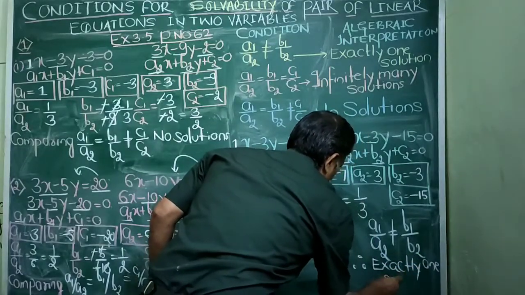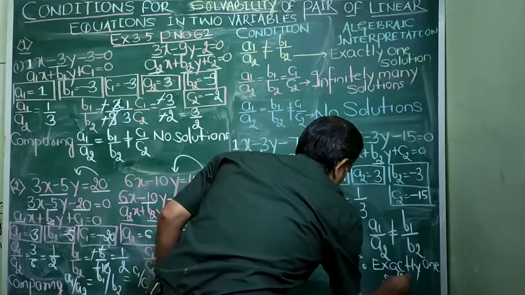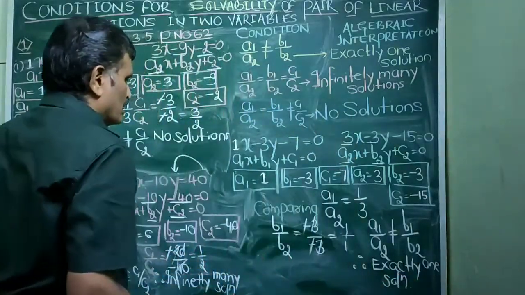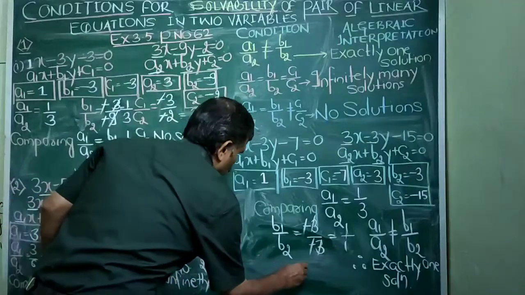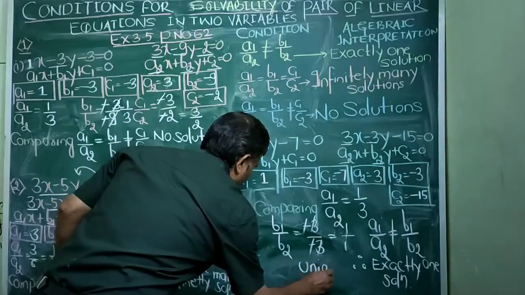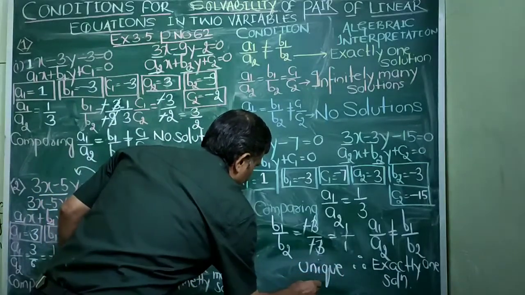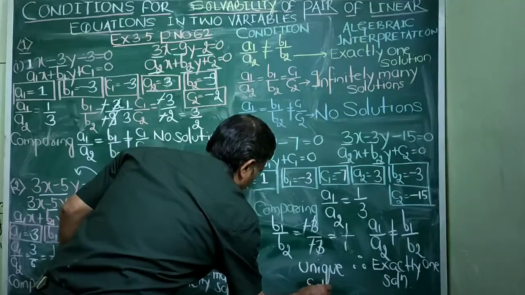Now in some books they are also calling it a unique solution. That word is also correct. Unique means only one, so unique solution is also the right word.